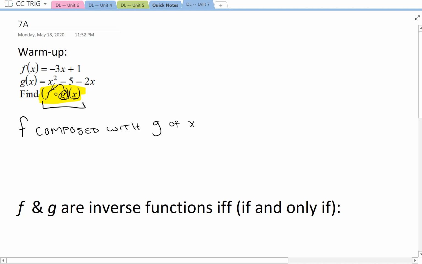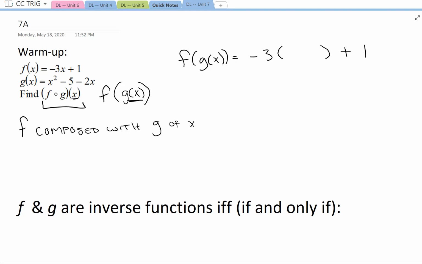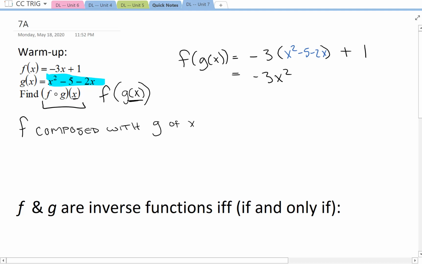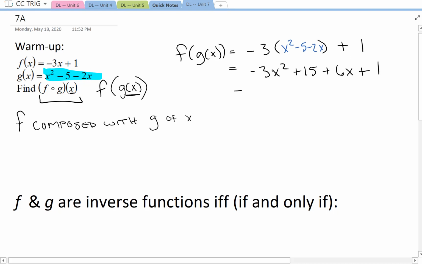Another way of writing this is f of g of x, literally replacing any input in the f function with the entire g of x function. The f function is -3 times x plus 1. And now we're going to replace the x in the f function with the entire g function. X squared minus 5 minus 2x. Go ahead and distribute. Plus 15 plus 6x plus 1. Combine like terms, so -3x squared plus 6x plus 16.